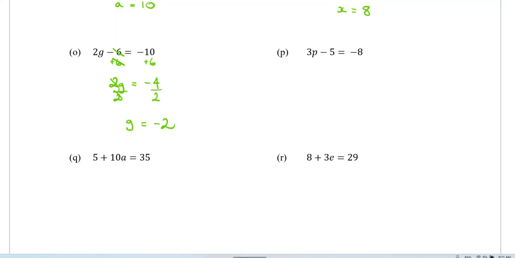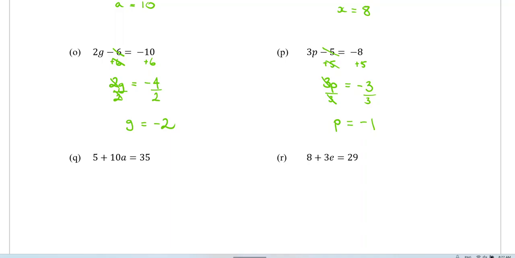Part P, 3p minus 5, the opposite of the minus 5 is to plus 5. That will leave 3p equals negative 8 plus 5 is negative 3. Then divide by the 3 to get rid of that one, and p is equal to negative 3 divided by 3 is negative 1.